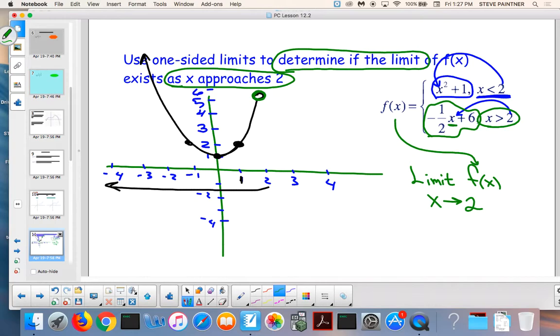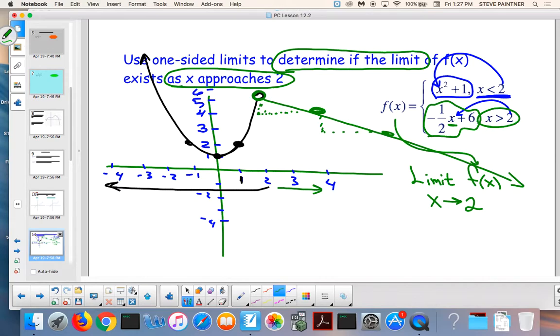Now, for you to get more points, you can either plot, just put in numbers, or you can look at the slope. The slope is what? 1 down, 2 over. So 1 down, 2 to the right would get you somewhere in that 4 range, I guess. I could keep this up, and there it is. Okay, there's the function, right? It's a piece of a parabola to the left. It's a piece of a line to the right.